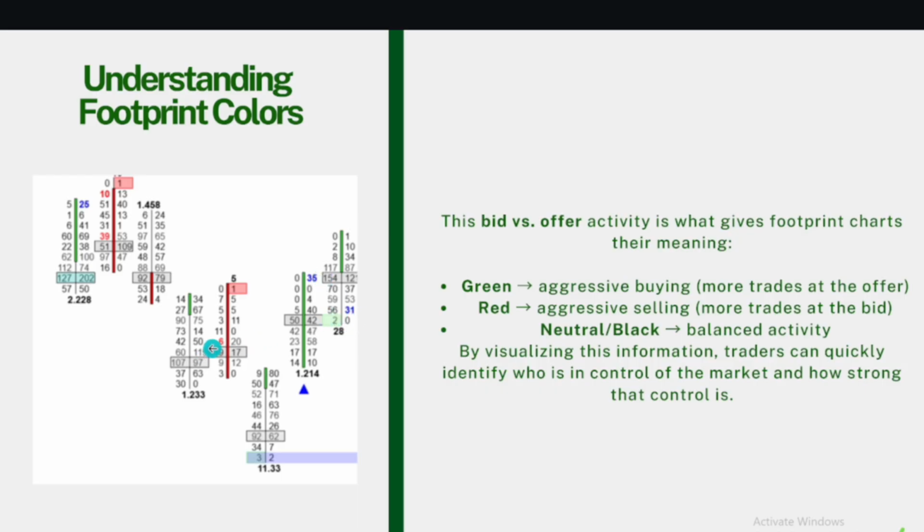But when we see red color, it should be aggressive selling. There's more trades at the bid. When you see neutral and black, it means you have balanced activity by visualizing this information. So let me tell you exactly what it means. It's actually called an imbalance, but what does an imbalance mean? We're going to explain that in the next videos, okay?